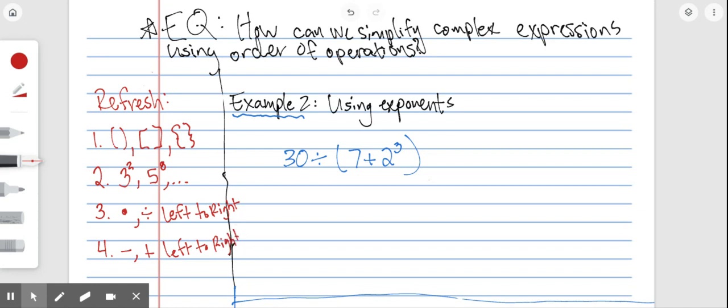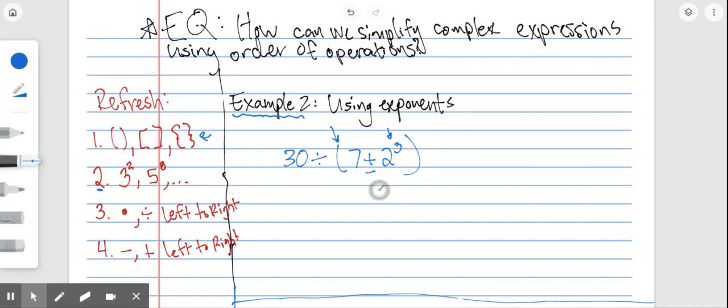All right, so let's solve this problem over here: 30 divided by 7 plus 2 to the third power. We start with step 1. Are there any grouping brackets? Yes, there certainly are right here. So I'm going to do the stuff that's inside the grouping brackets. But notice inside the grouping brackets, I have addition and exponents, which means I have to decide which one goes first. According to my order, exponents come first. So I'm going to do this 2 to the third power first.